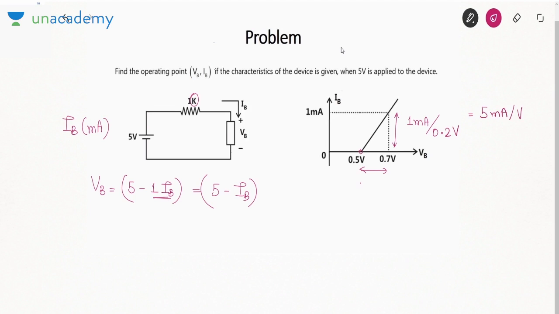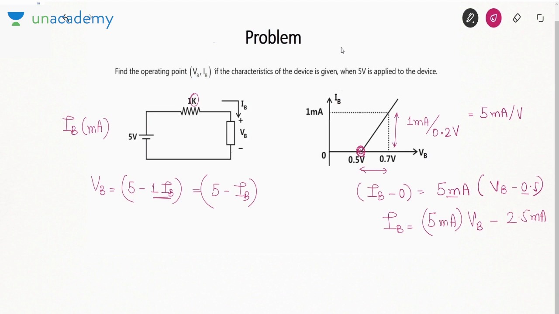So how will I write the equation? y minus y naught equals m times (x minus x naught). So x naught comma y naught is this point, 0.5. So IB is 5 milliampere into VB minus 5 milliampere into 0.5, that is 2.5 milliampere. If you substitute from here, I can say IB is 5 minus VB.